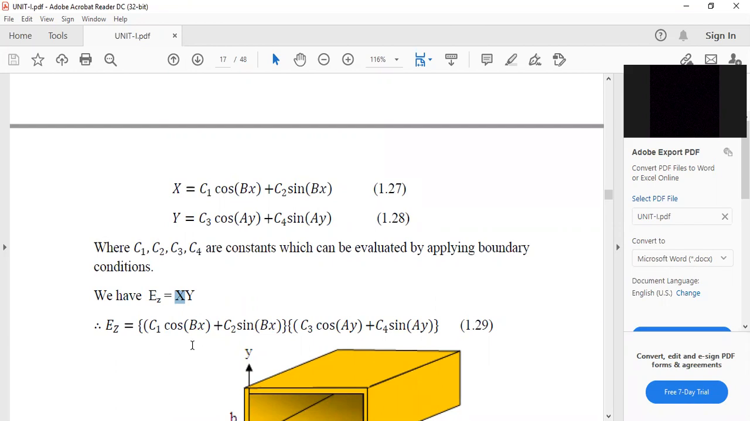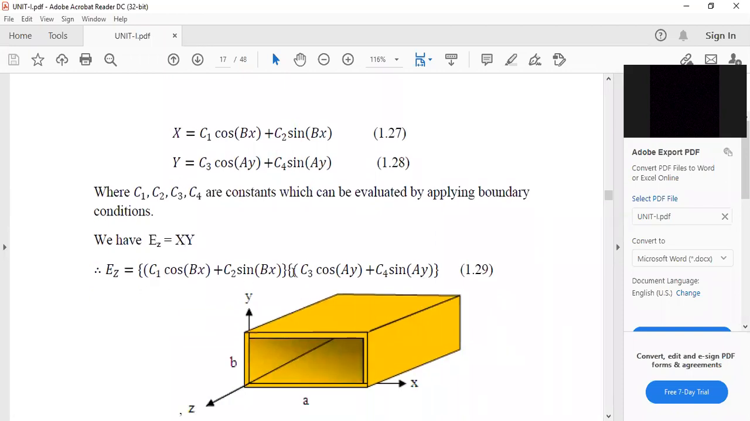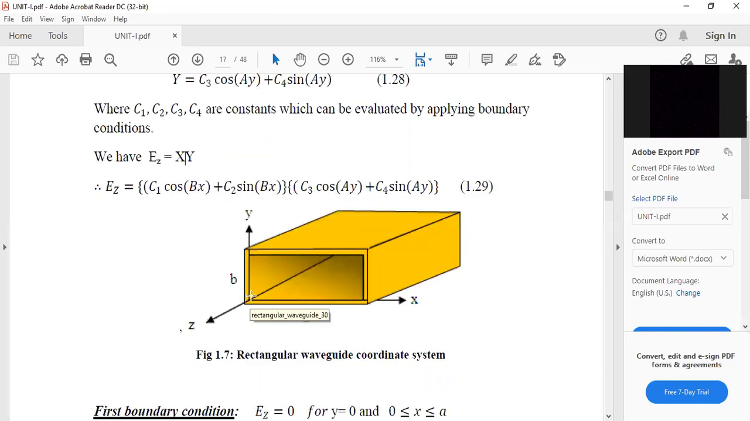So now this Ez you can write as c1 cos bx plus c2 sin bx, multiplied by c3 cos ay plus c4 sin ay. To find these constants, we need to apply the boundary conditions. I already told you in the last class that for TM mode, we are going to evaluate the Ez component.